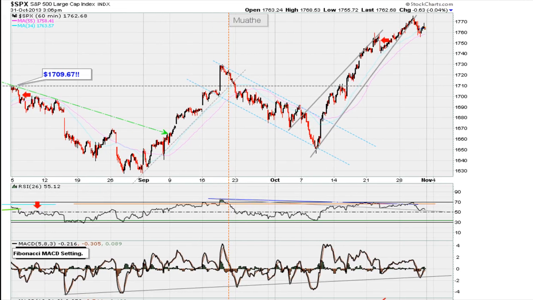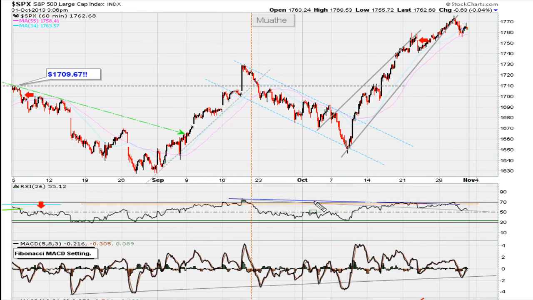Now I must point out that even though I'm using an hourly chart here, this works in all time frames. So if it's a weekly chart, it's going to give you an outlook for the stock or instrument weeks into the future.